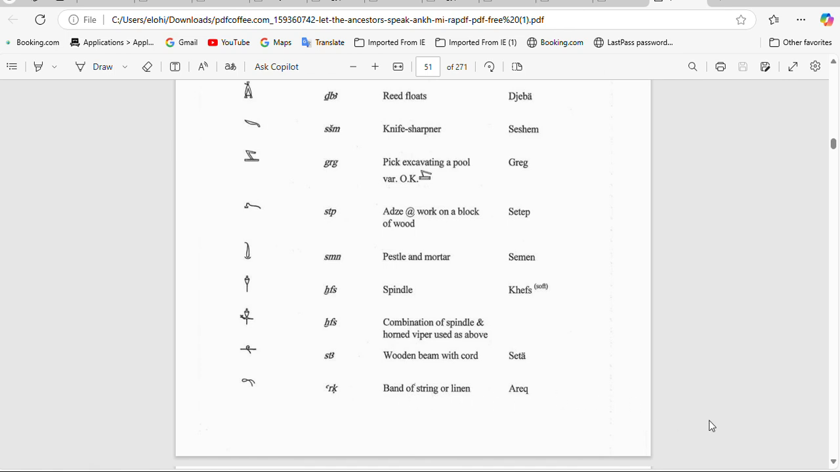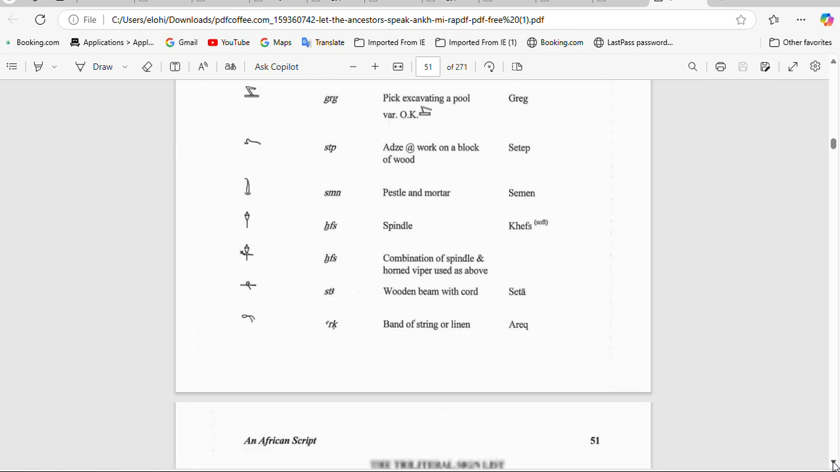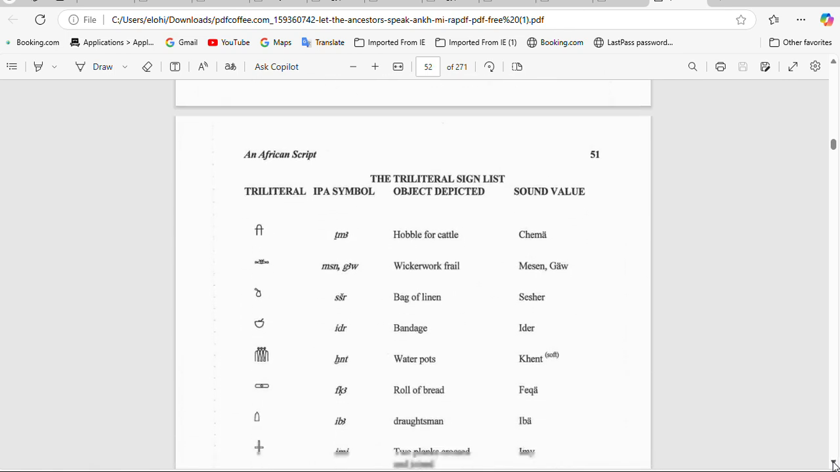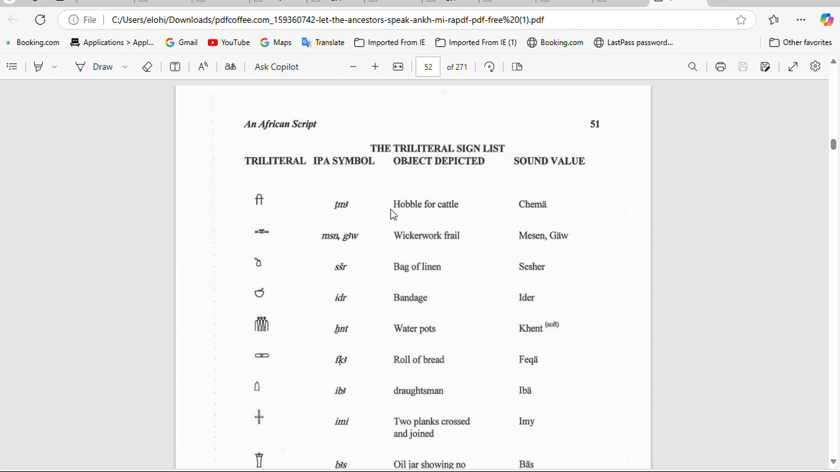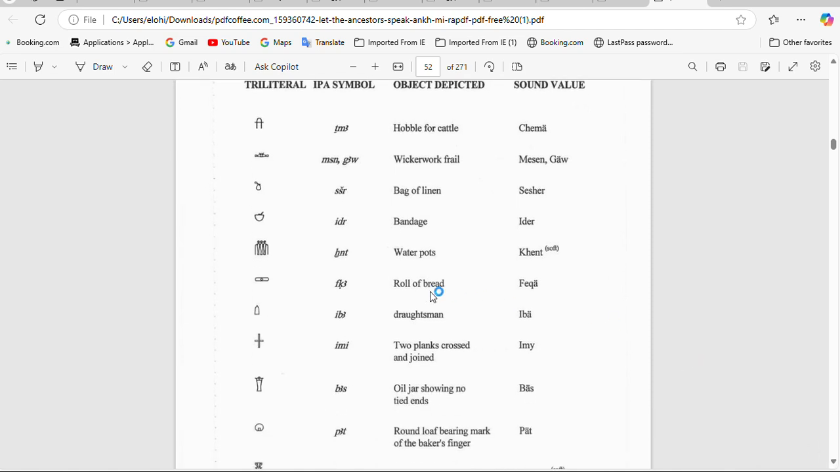Then you have a band of string or linen, arek. Then you have a hobble for cattle. Then you have a wickerwork frame, machine or gaw. Then you have a bag of linen, sesher. Then I have a bandage, eder. Then you have water pots, which is Kent. Then you have a roll of bread.